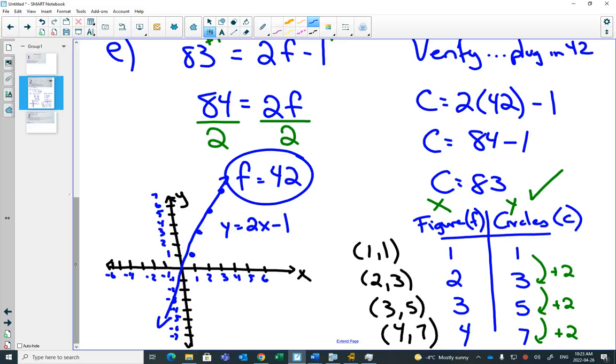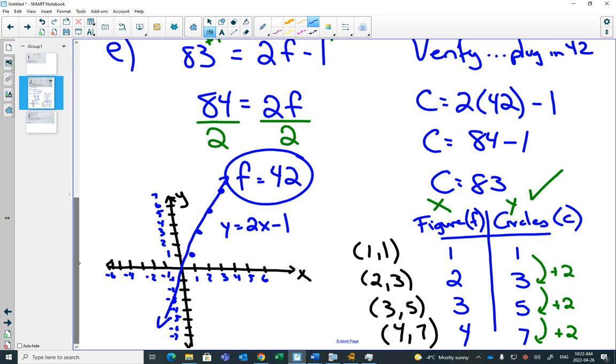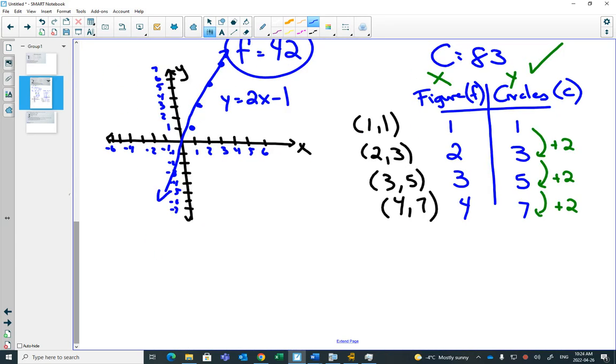What have we done already in our question? We started with our table of values after describing in words. What did we do next in this question? After getting the table of values, we got the equation. What equation did we get? We got circles equals... it's the same equation, just different letters. Because what did I say? This was your x. So this is your y.